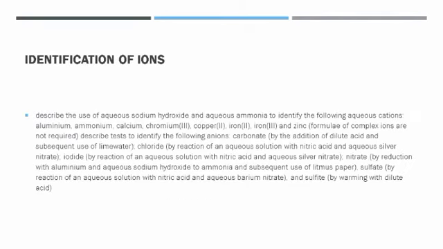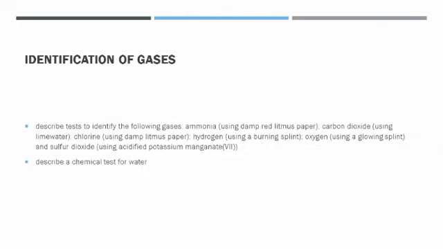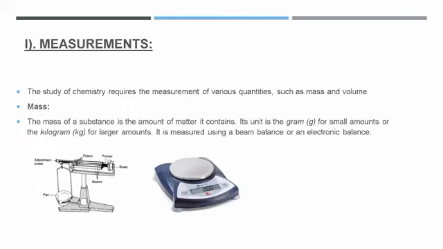Let's start. So, measurements. What does a study of chemistry require? It requires the measurement of various quantities. For example, mass, volume, time, temperature, etc. So for mass, we use a beam balance or an electronic balance. Okay, these are the two apparatus used to measure mass.